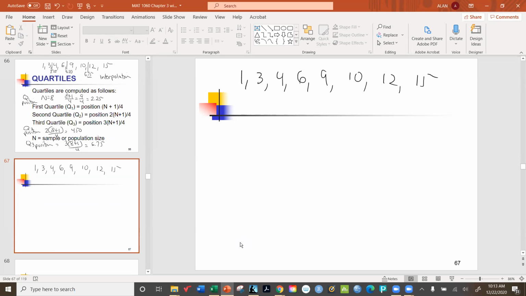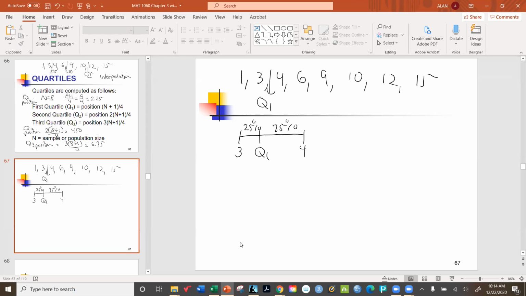Now, the first quartile is in the position 2.25. So what exactly is happening here? Here's 3 and here's 4. I'm looking for a point that's 25% of the distance between these two. So in other words, this mysterious Q1 is 25% of the distance between 3 and 4. So what number would I associate with that?